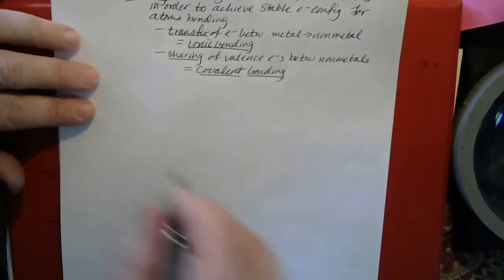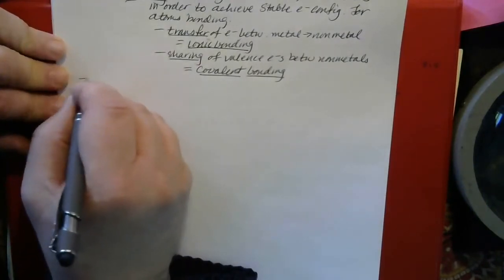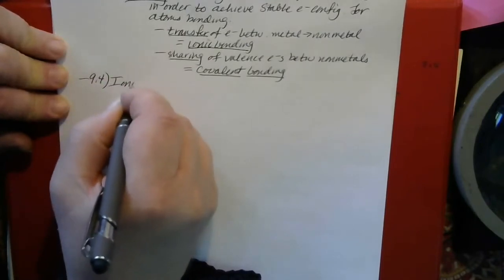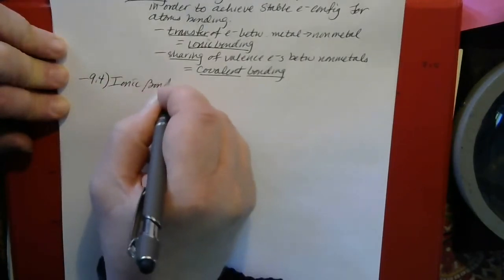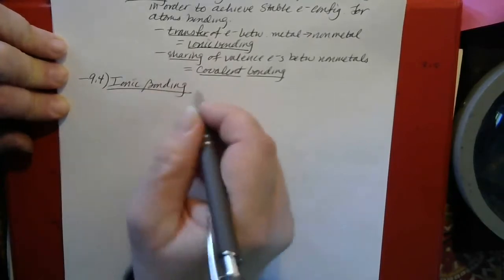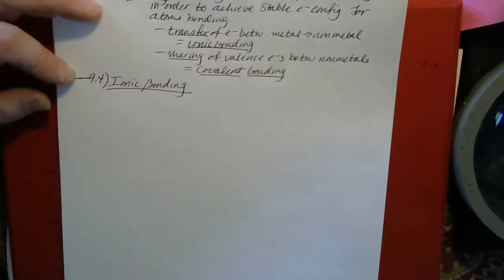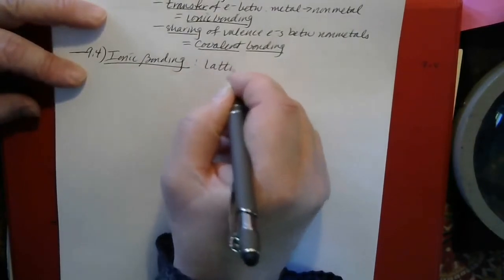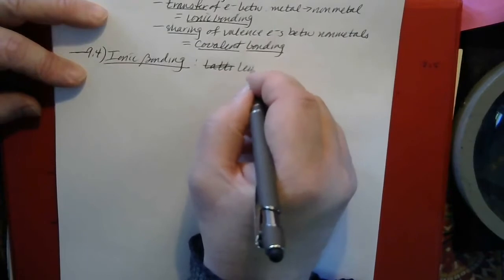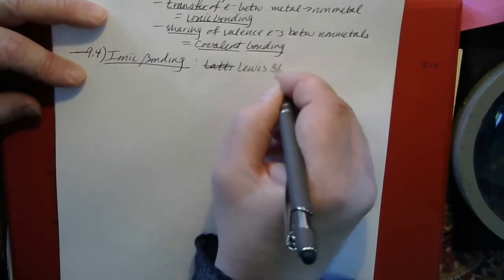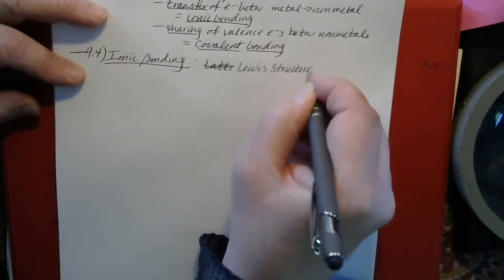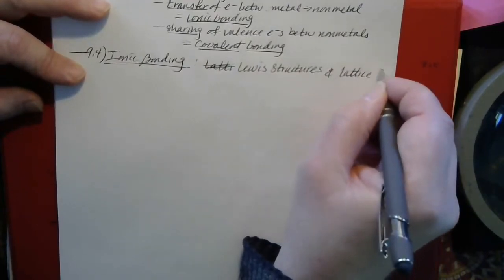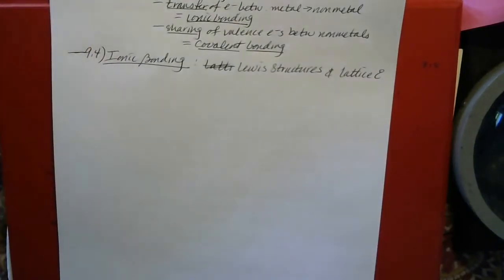Okay, so to start out with, we'll have a look at ionic bonding. And this will be particularly with regard to Lewis structures first. And then lattice energy we'll get into.